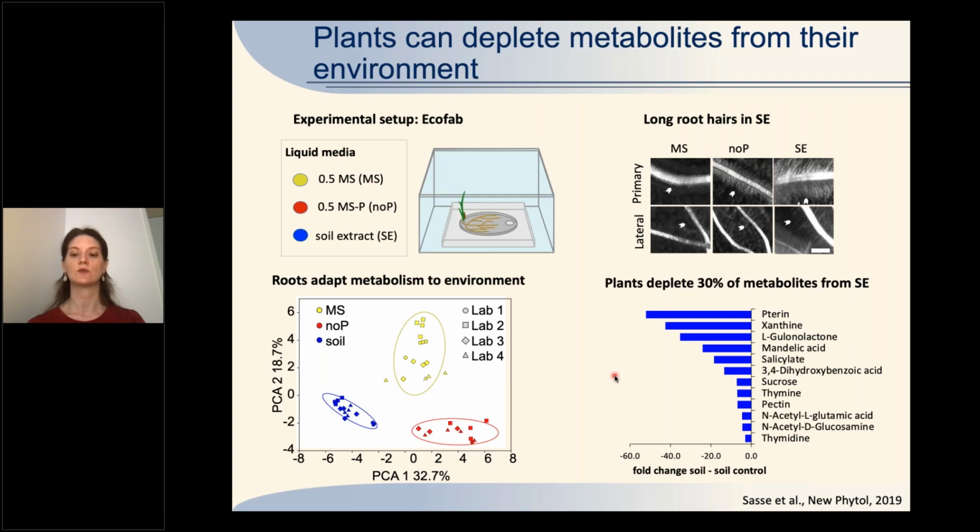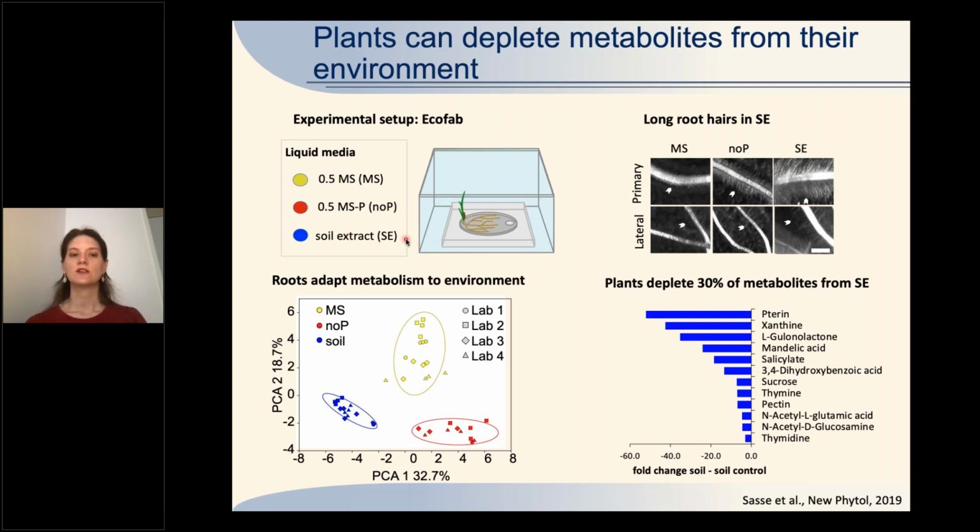And the first study I want to talk about is one that we performed with a model grass I mentioned before. It's called Brachypodium distachyon, and you can see it living here in a little microcosm. It's a sterile environment. We call it the EcoFab, for eco-fabrication system. And the roots are sitting here in a growth medium, which is either regular half MS growth medium with all the micronutrients that they need, or a phosphate devoid condition, or a soil extract.